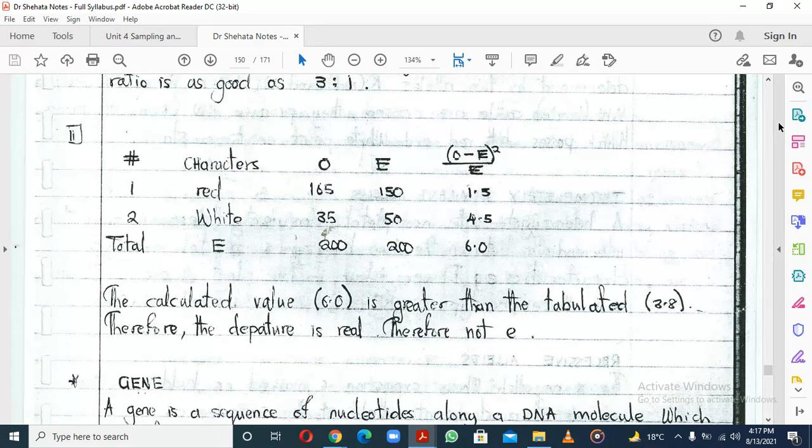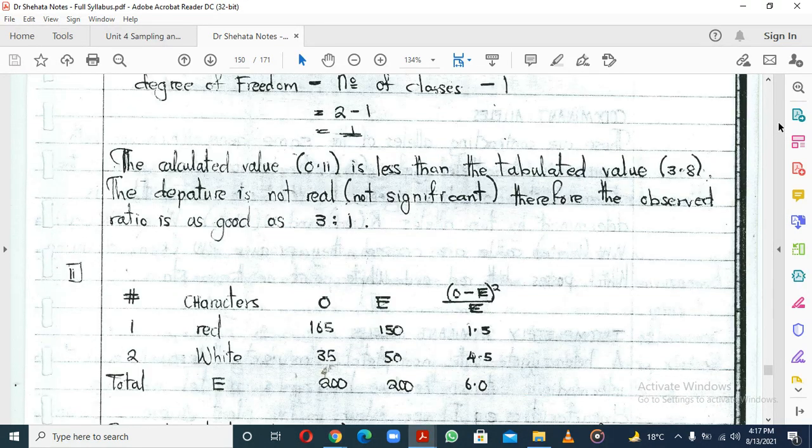So we do the same thing. We look at the table again. Starting from my far left, you see the characters red and white. Then we go to the observed: 165 red flowers, 35 white flowers, total 200. The expected ratio is still the same, and we're still looking at the same number of total offspring, 200. So it's still going to be 150 and 50 there.